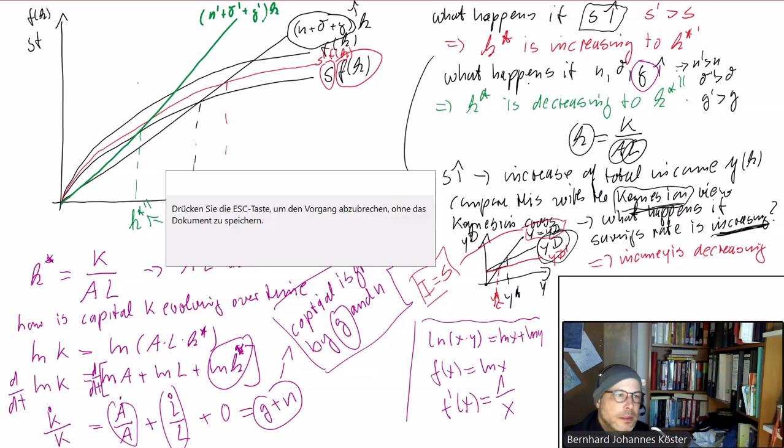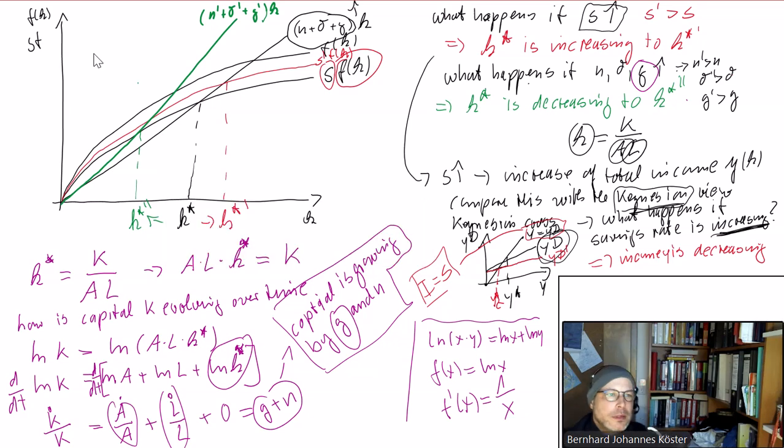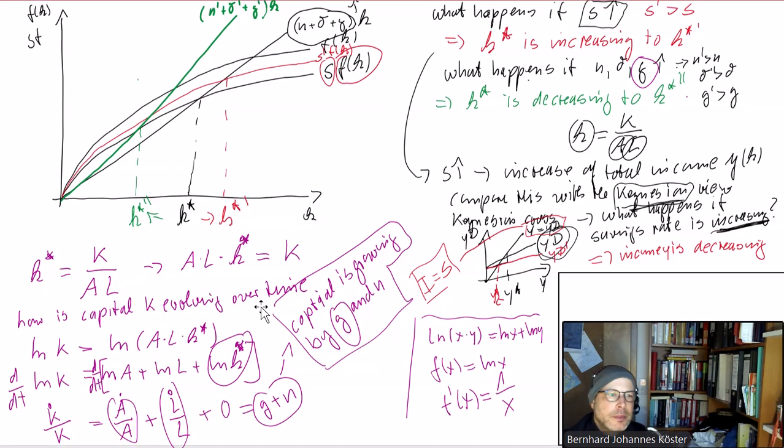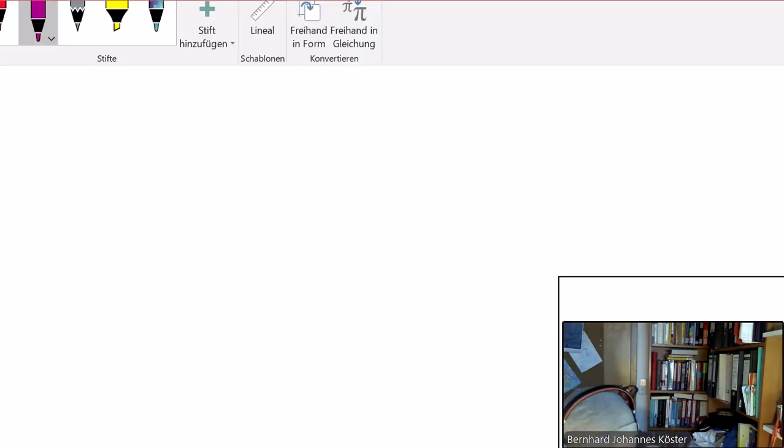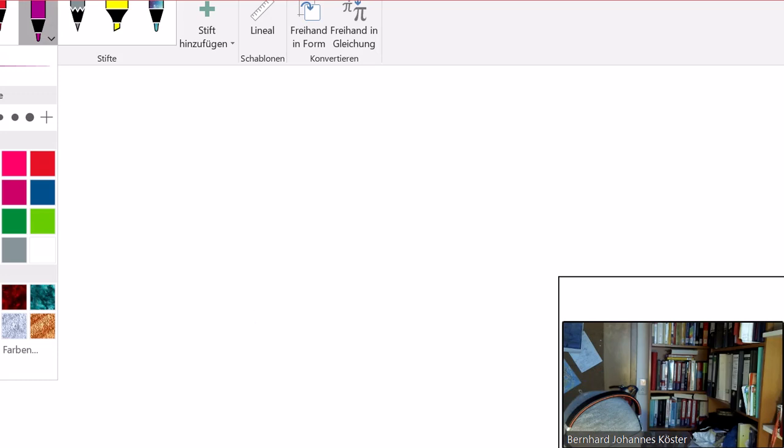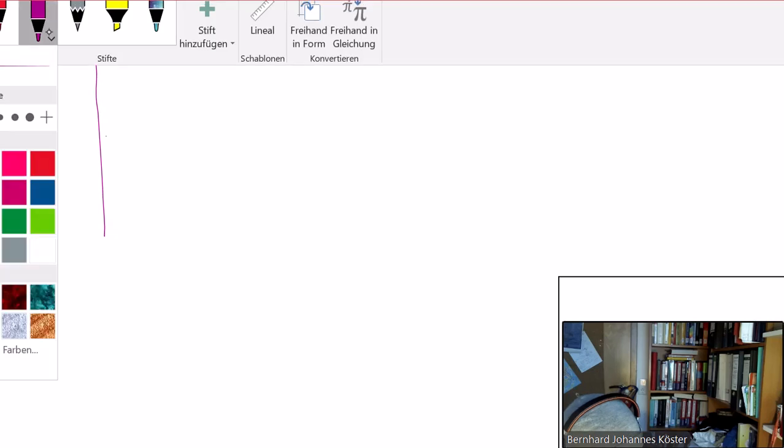So then we have a little bit of time left. Then we can do some last interpretation of this model. Again, oops, let's do this in black.